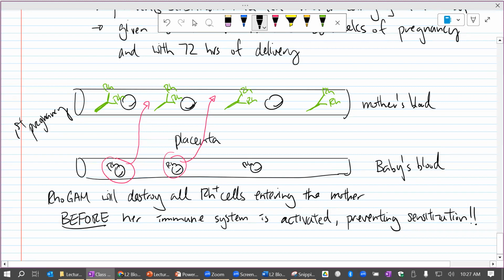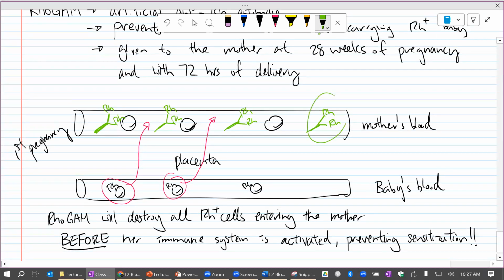Can this ROGAM move into the baby's blood? That's the question. People were thinking, isn't this a problem? Wouldn't the ROGAM cross the placenta and cause the very thing that we are trying to prevent? The answer is no, because ROGAM is made in the lab. It's man-made.